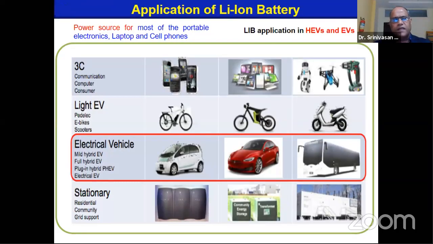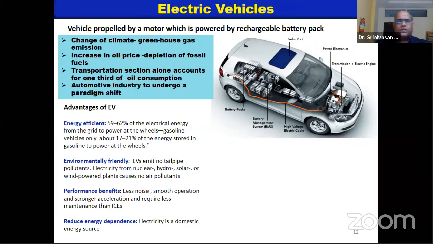So this slide shows the application of lithium-ion battery for portable electronics as well as electric vehicle application. Now, the lithium-ion battery is very attractive for electric vehicle application. These slides give the importance of the electric vehicle compared to the fuel-based vehicle.